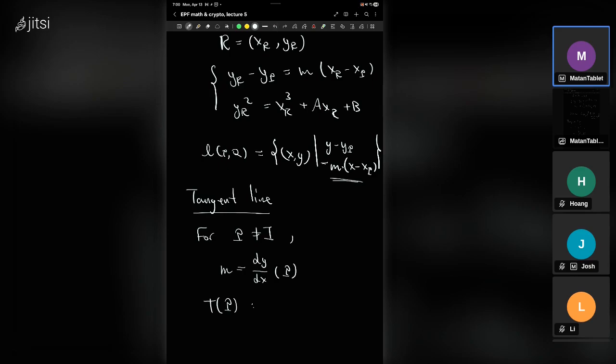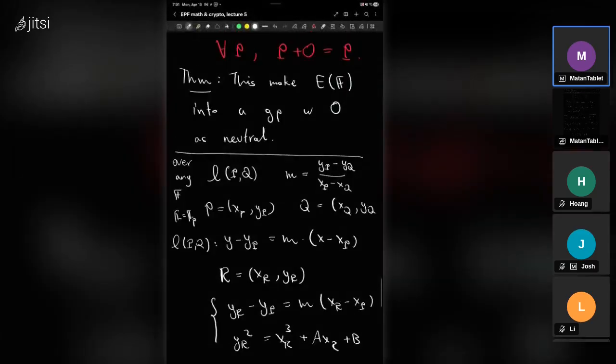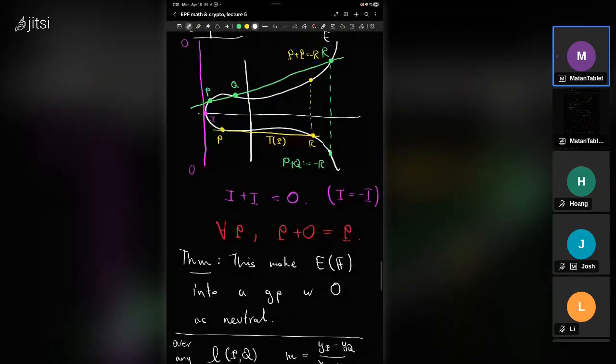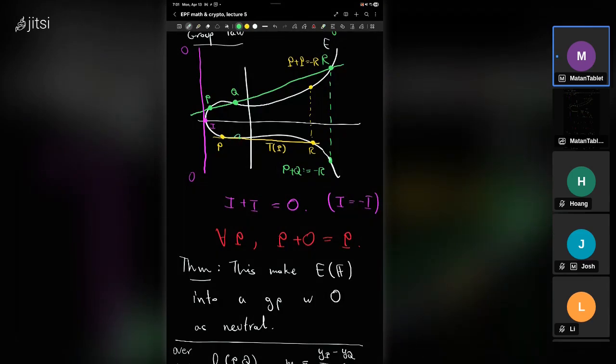y minus y_P equals m times (x minus x_P). So m is like the slope of the line. If you remember from calculus, the slope of the line is the derivative of the function at this point. So you see this yellow line here has some m. m is going to be dy/dx evaluated at P. And we will do a precise example after the break.